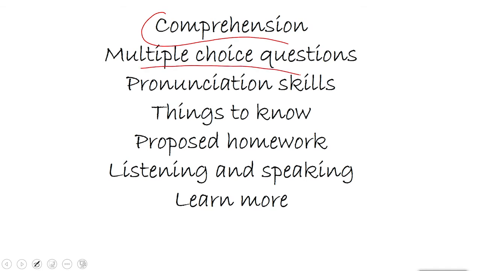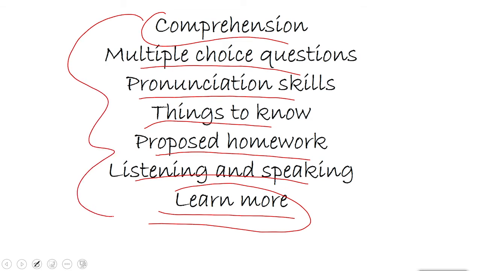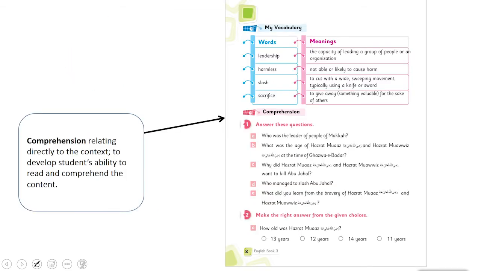Comprehension, multiple choice question, pronunciation skills, things to know, proposed homework, listening and speaking, and learn more box. I am going to explain all these sections here in the coming slides. Comprehension relates directly to the context to develop students' ability to read and comprehend the content. It may contain what? Yes, the multiple choice questions, true and false, fill in the blanks.